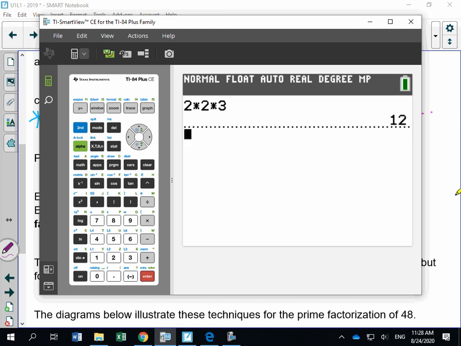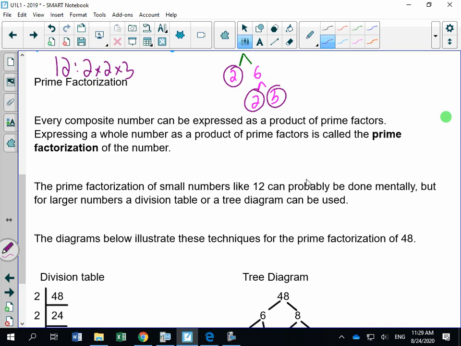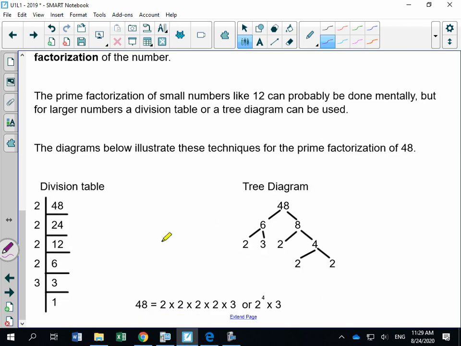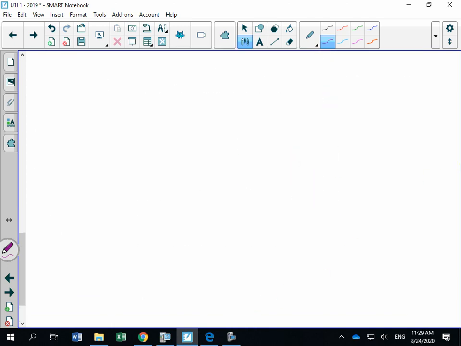What I want you to do is we're going to do another one just to make sure that you are really good with this. Okay? So let's go to the bottom of this page. And they do 48. So the book shows a division table and they do a tree diagram differently. I really don't like how the book does their tree diagram. But let's do the number 48 together. Okay, so I want you guys to write the number 48 off to the side. So somewhere in your book, write the number 48.